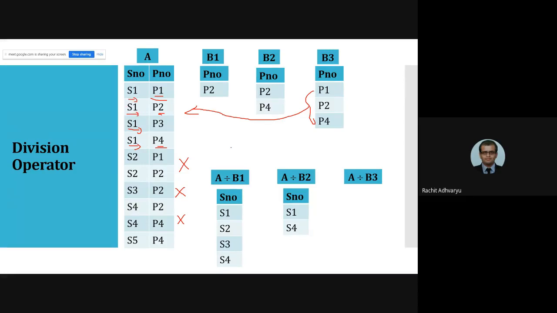So I think now it is clear with everyone how the division operator works. Clear, guys? Everyone? Everything?